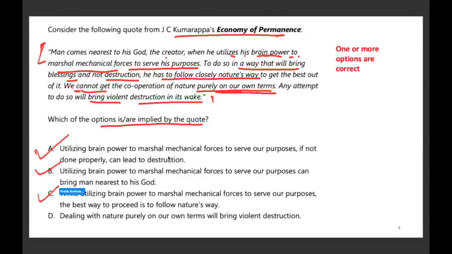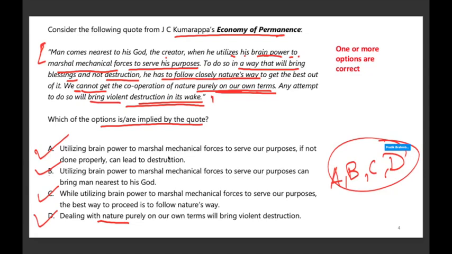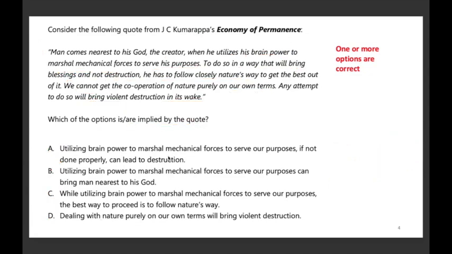So C is correct. Option D: dealing with nature purely on our terms will bring violation. This is also written here in the last statement. So D is correct. So all the options A, B, C, and D, all four are correct here. Okay, we'll move to the next one.